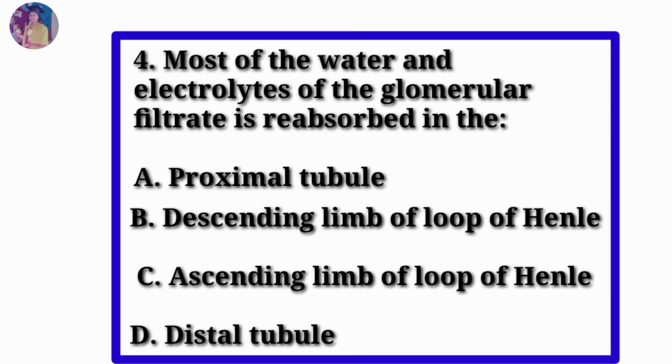Question number 4. Most of the water and electrolytes of the glomerular filtrate is reabsorbed in the: option A, proximal tubule; option B, descending limb of loop of Henle; option C, ascending limb of loop of Henle; option D, distal tubule.